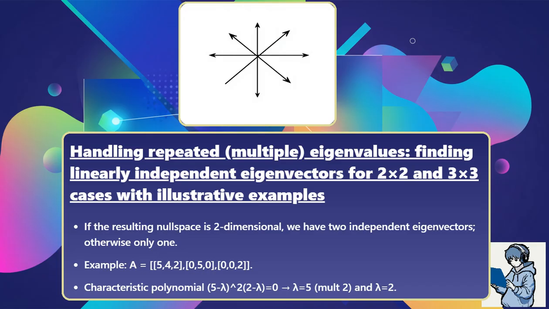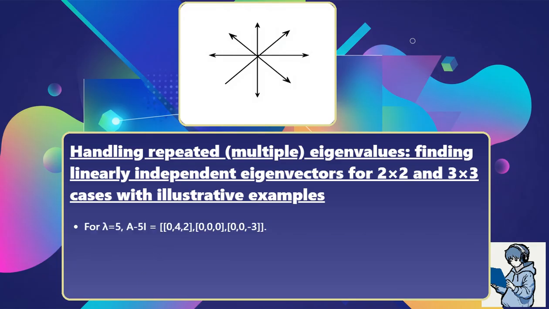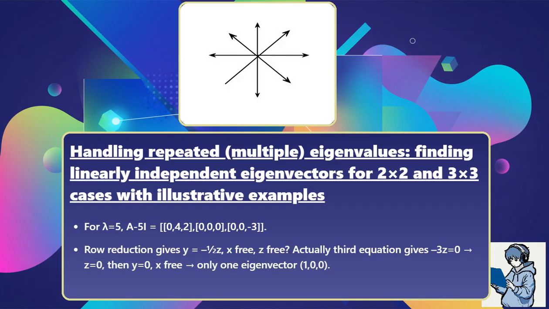For lambda equals 5, A minus 5I equals the matrix 0, 4, 2, 0, 0, 0, 0, 0, -3. Row reduction gives y equals -1/2 z, x free, z free. Actually, the third equation gives -3z equals 0, so z equals 0, then y equals 0, x free, so only one eigenvector (1, 0, 0).